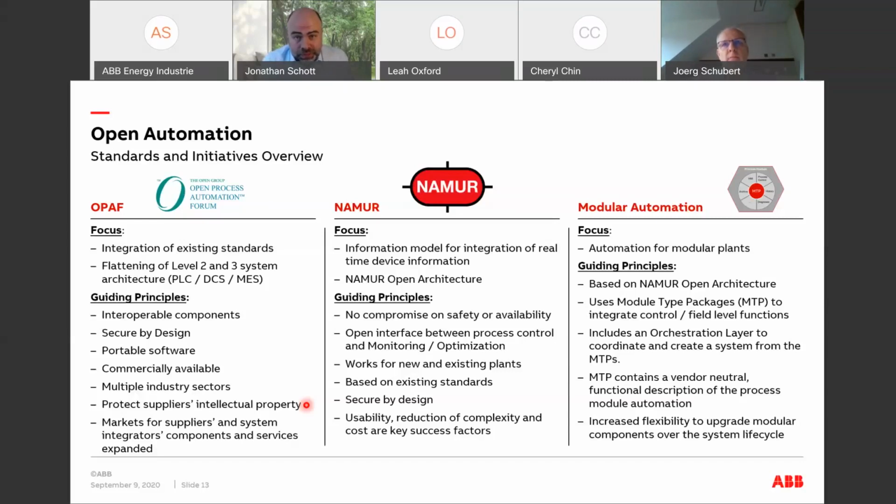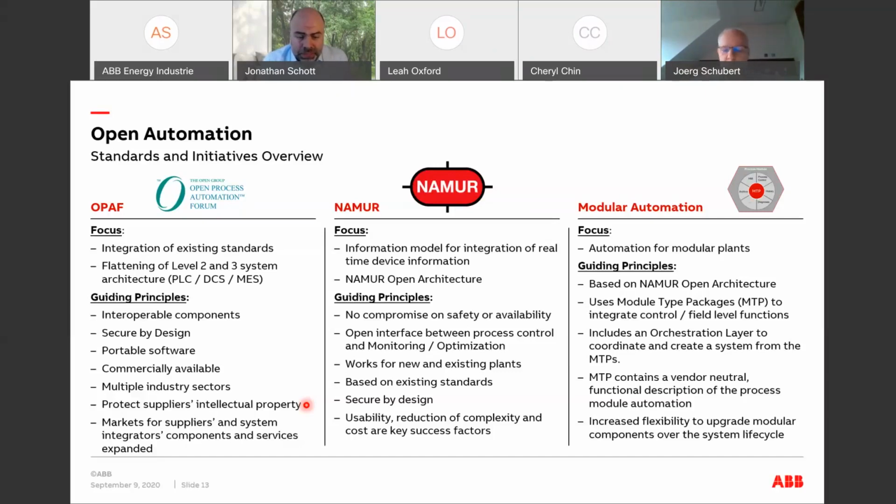Another point is, of course, portability, because also, as Jörg already mentioned, some systems have not been that open in the past, and so being able to port configurations and software to other systems or later versions is very important. The outputs and products need to be commercially available, and this is also very important. It's not enough to create a standard, but you also need to put together a business ecosystem around it.